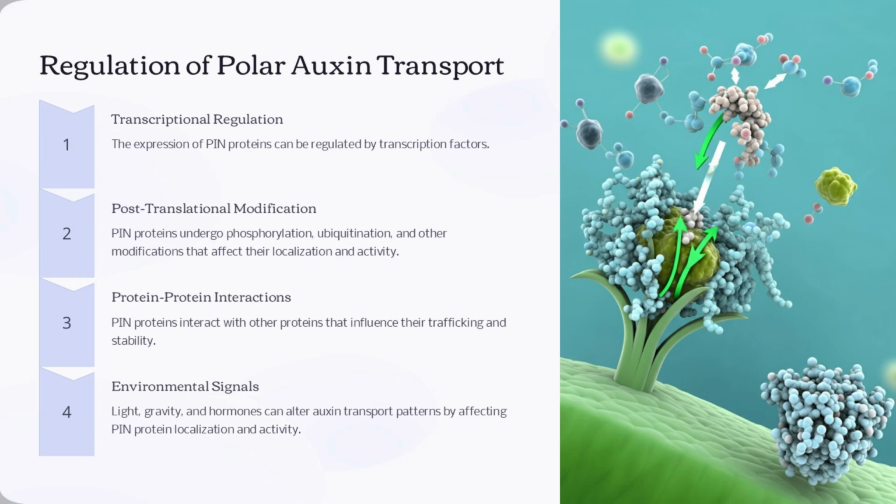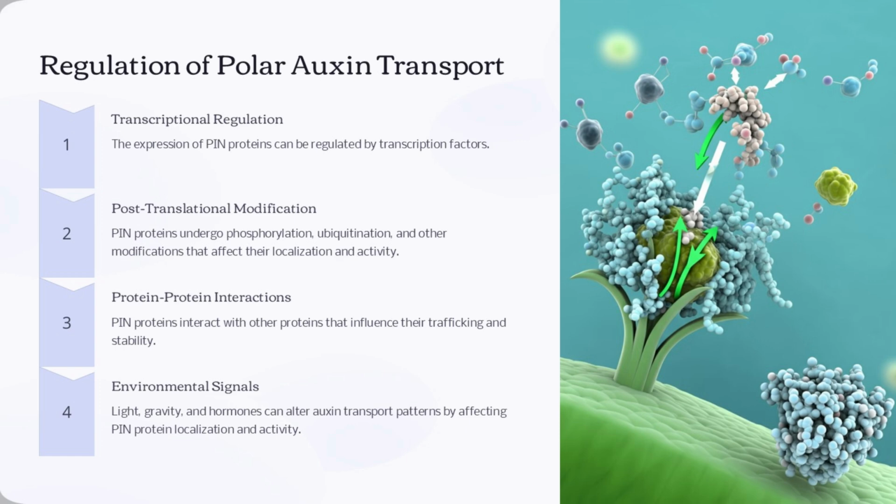Transcriptional regulation. The expression of PIN proteins can be controlled by transcription factors. Post-translational modification. PIN proteins undergo changes like phosphorylation and ubiquitination that affect their localization and activity. Protein-protein interactions. PIN proteins interact with other proteins that influence their trafficking and stability. Environmental signals. Factors like light, gravity, and hormones can alter auxin transport patterns by affecting PIN protein localization and activity.